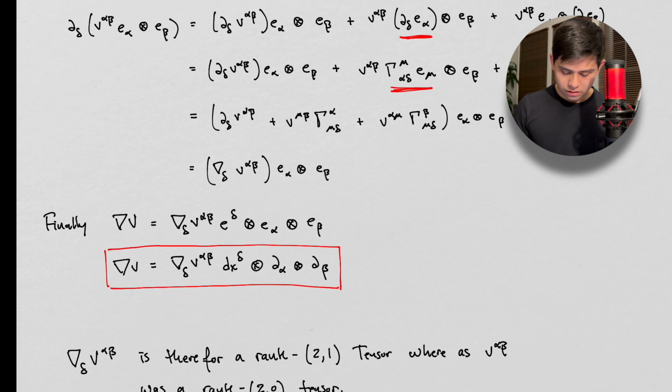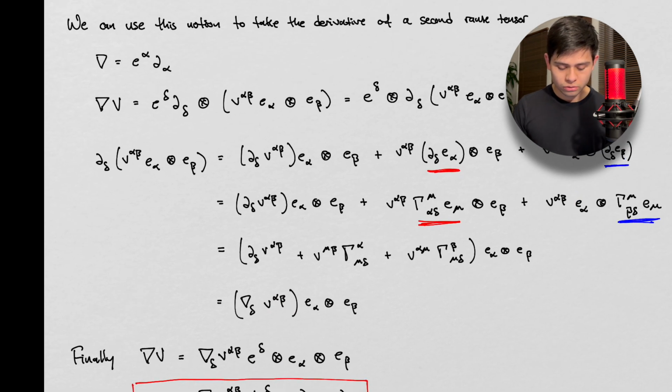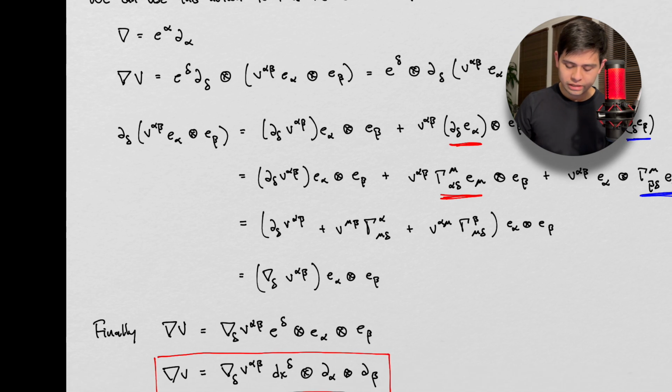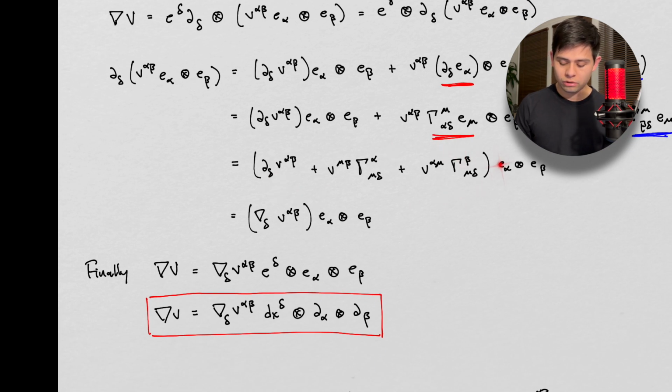And so what we get is something that looks like this, and then it's fairly easy to see that these are the components of the covariant derivative of our rank 2, 0 tensor. Now you can do this entire procedure with, say, a rank 3-1 tensor or a rank 4-0 tensor, and you could see exactly how the coefficients are going to look when we take that derivative.